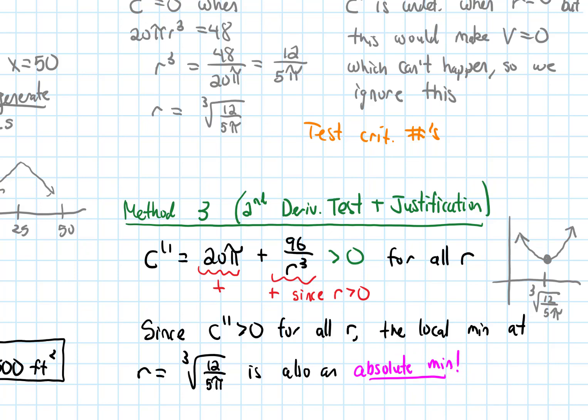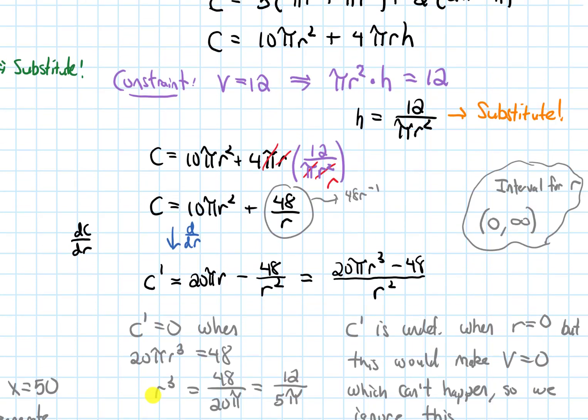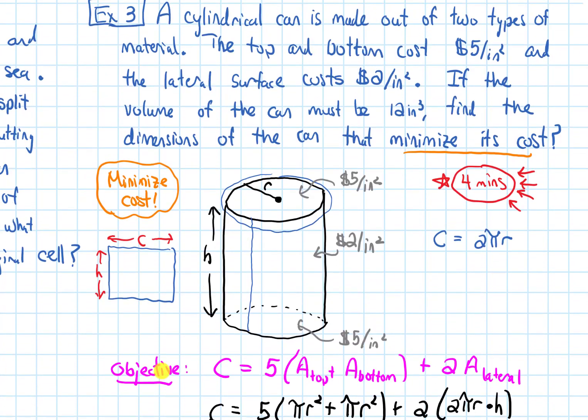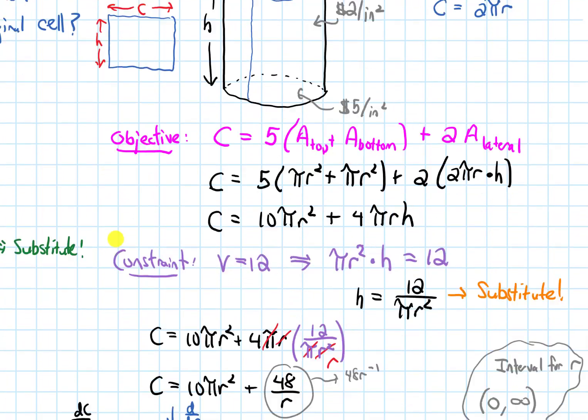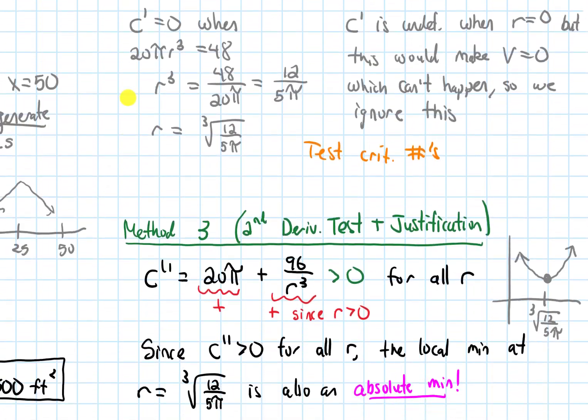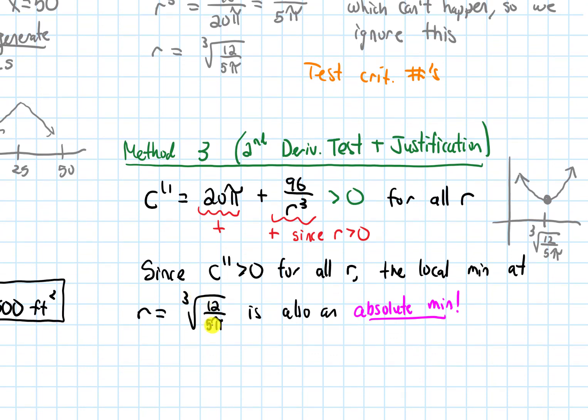All right, so we're not quite done. The last thing I got to do is make sure I answer what the question wanted in the first place. So the question said to find the dimensions of the can that minimize the cost. So I need the dimensions, which means the r value and the h value. And we know one of those. We know the r value. It's this cube root of 12 over 5 pi.